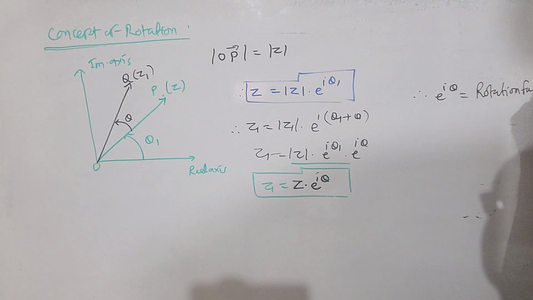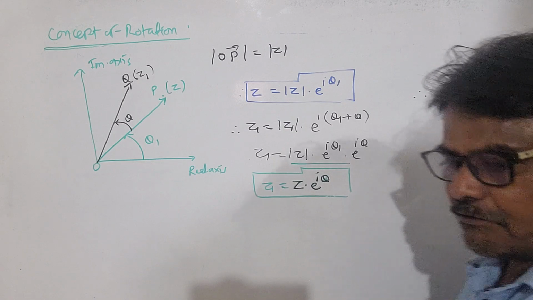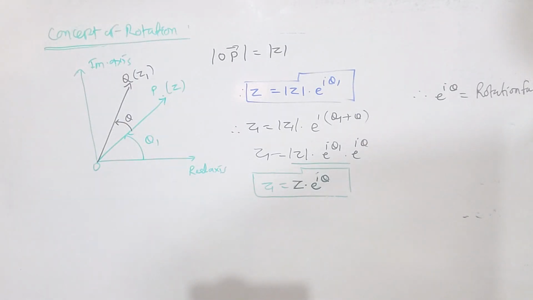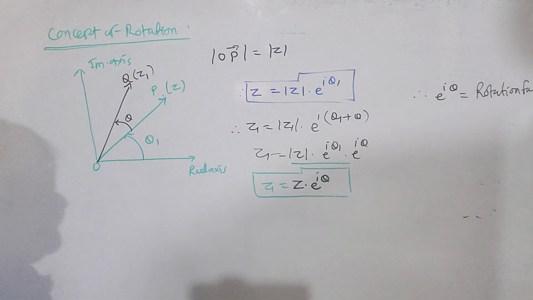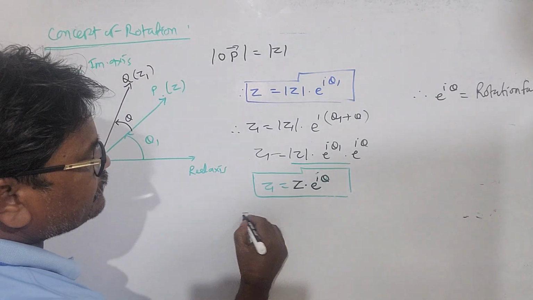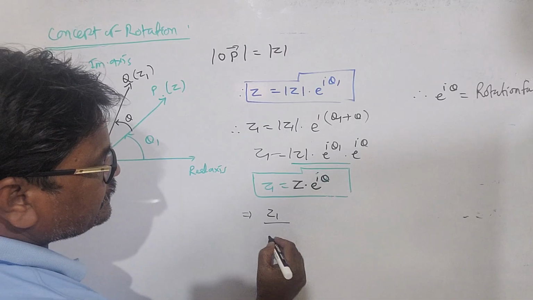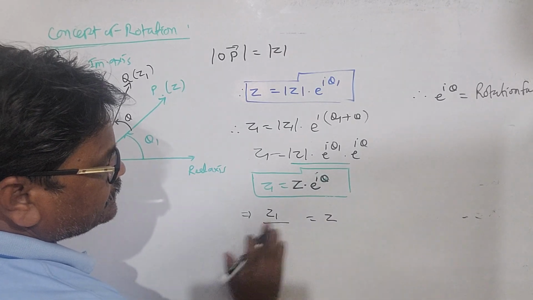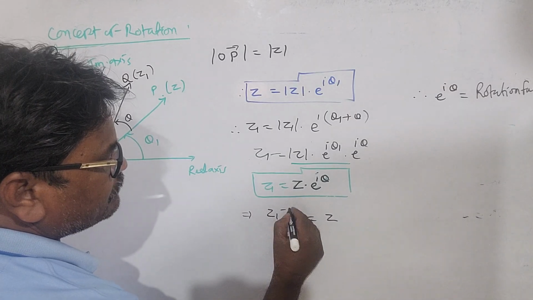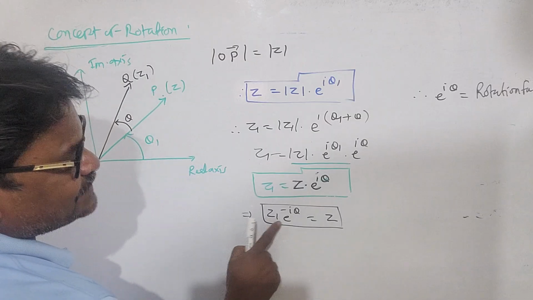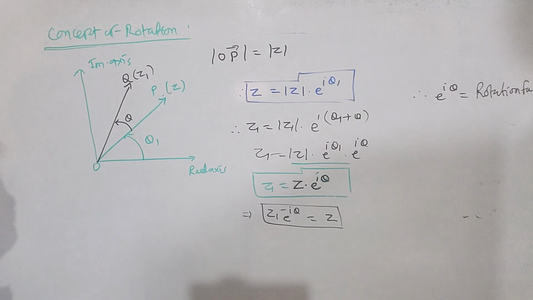So e to the power iota theta is a multiplication factor, the rotation factor. When you multiply any complex number by e to the power iota theta, your complex number is rotated anti-clockwise by theta degrees. From here I can also write Z1 by e to the power iota theta equal to Z. This can be written as Z1 into e to the power minus iota theta equal to Z. Now look here, Z1 is multiplied by e to the power minus iota theta, and we are getting Z.